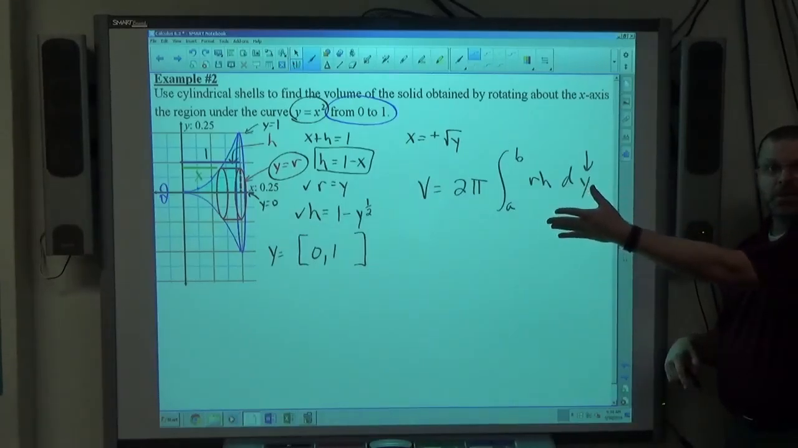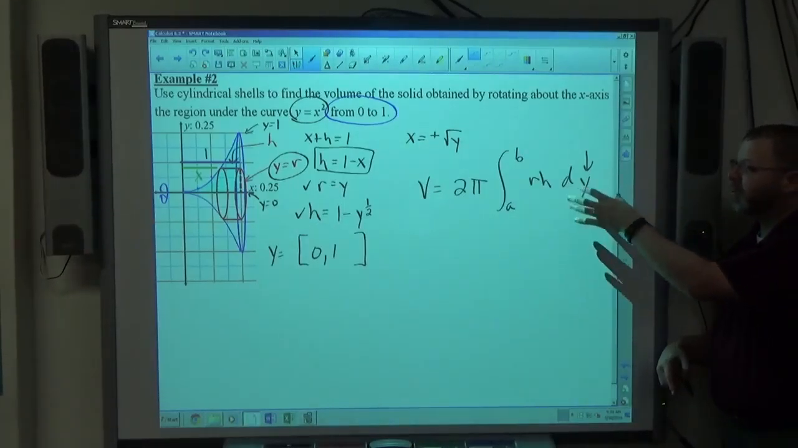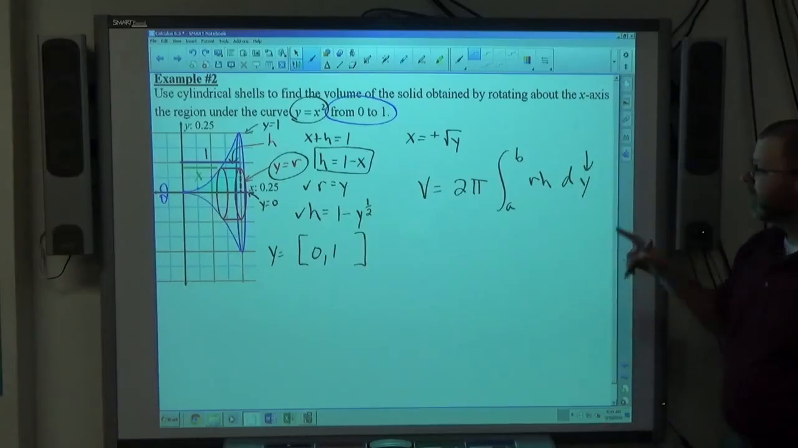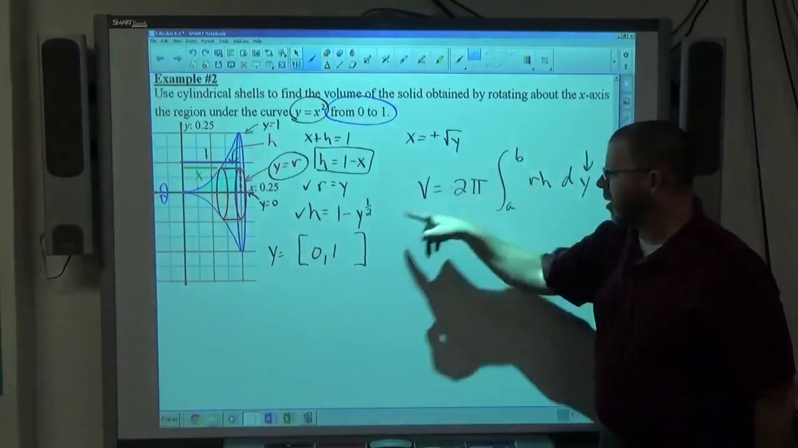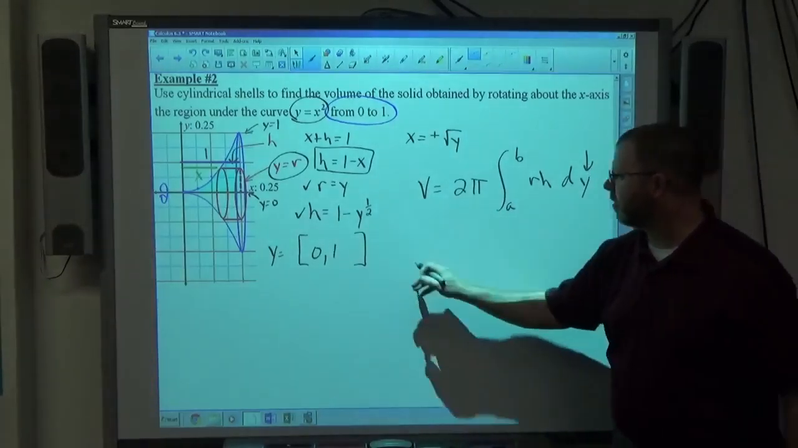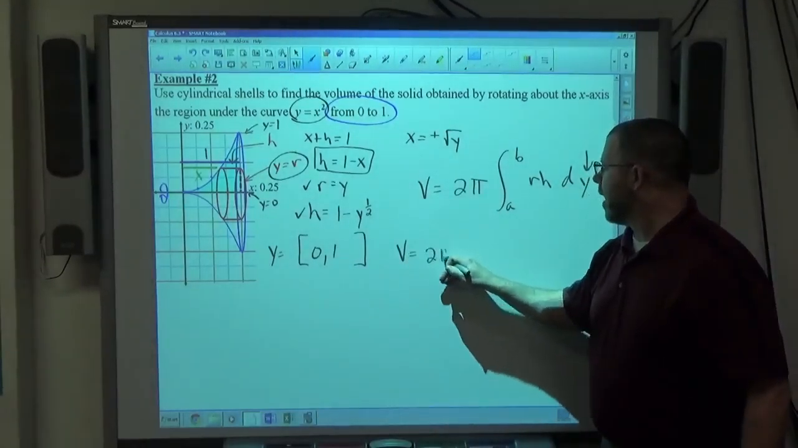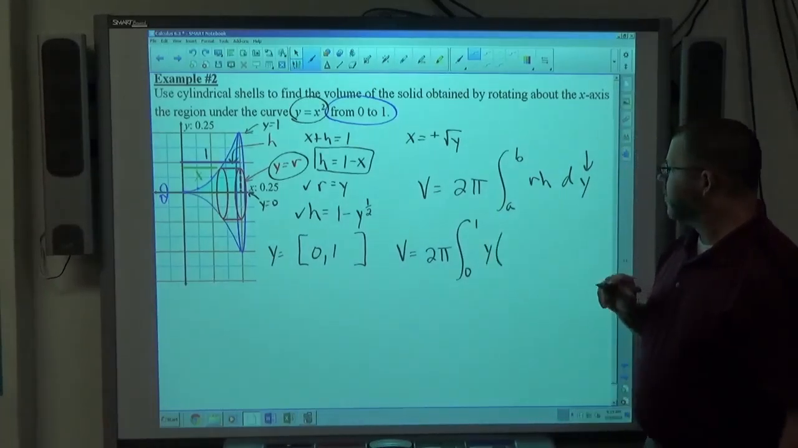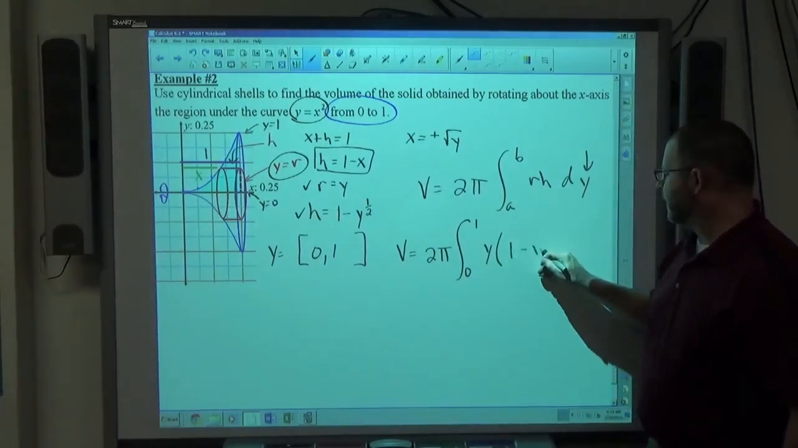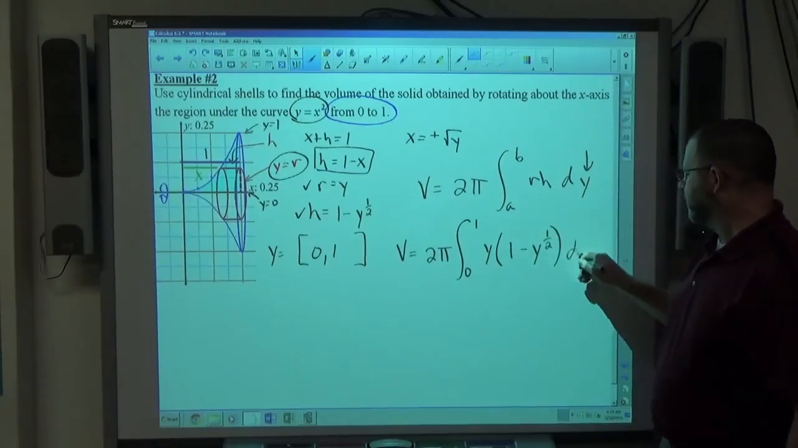Okay, again, you made a decision for what it is for this problem. It's a y problem, so dy is what we're going to get for this one. It's always 2 pi. R and H are going to be whatever these are, A and B or whatever those are. That's how you construct the volume formula. So 2 pi, 0 to 1 of R, which is y, times H, which is 1 minus y to the half, dy. Question.